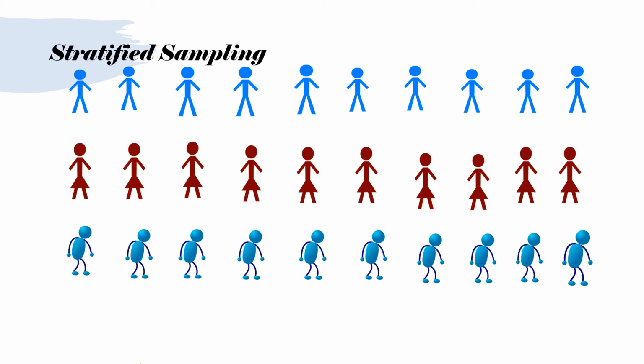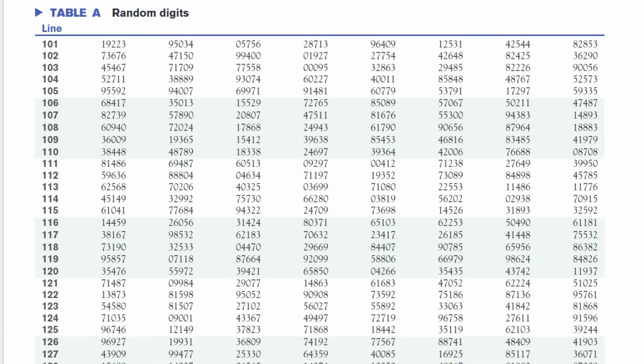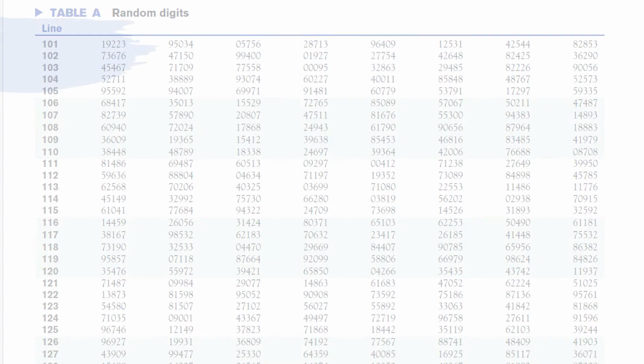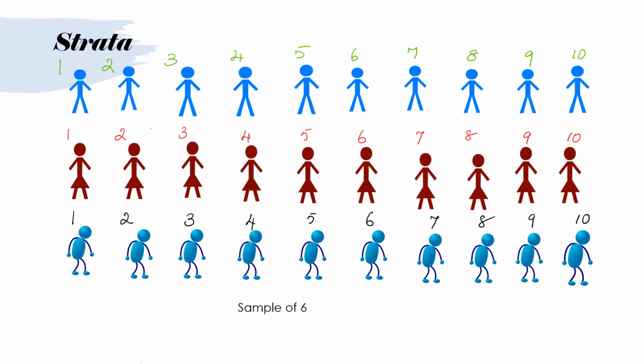And from them, we are going to pick samples. Maybe we can use the random digit table. Maybe a line will be provided, and we can select samples from this. So using, say, line 106 or something, we can pick a random sample. Since these strata are already made from the whole population, let us label these subgroups.